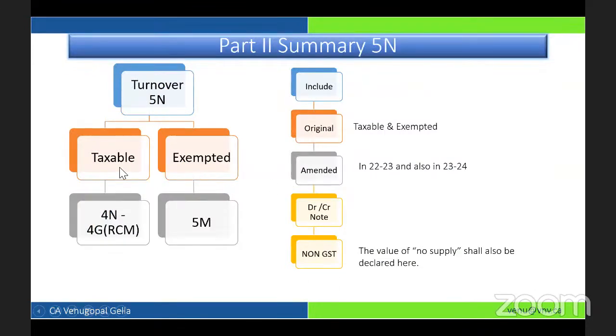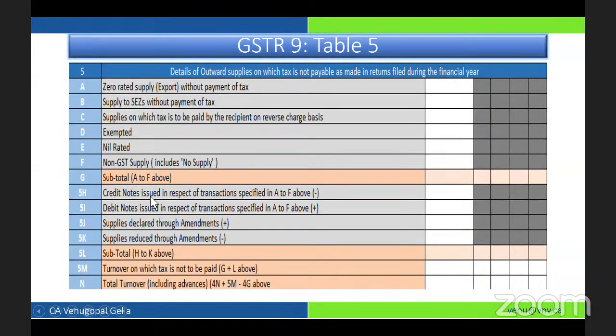So turnover of 5N, taxable and exempted. Now, over here also, if you see, we have an option for credit note and debit note. So over here also, you have to show any export-related credit note or debit note you have raised, 4A, 5B and C. You have to show over here in 5H and 5I. Though the option is still available, it's not mandatory, but it is advisable to disclose separately, because in GSTR-1 also you are disclosing it separately. So it will work as a reconciliation for the officer.